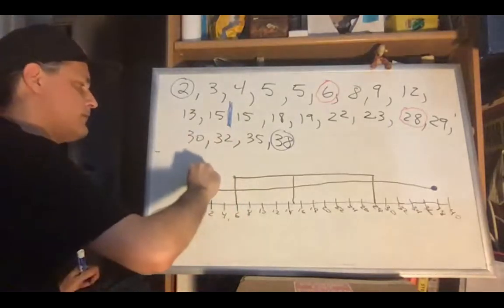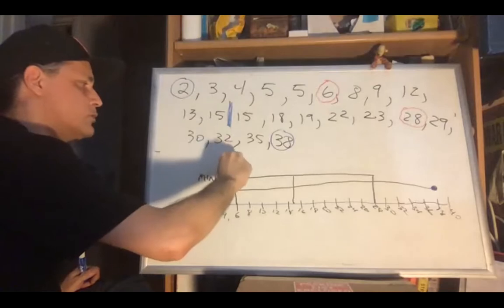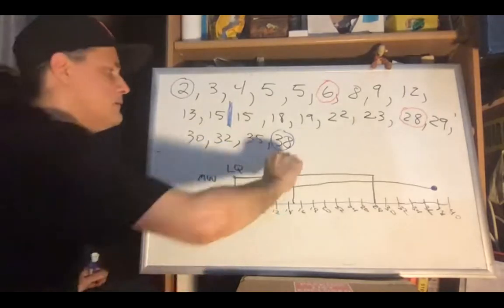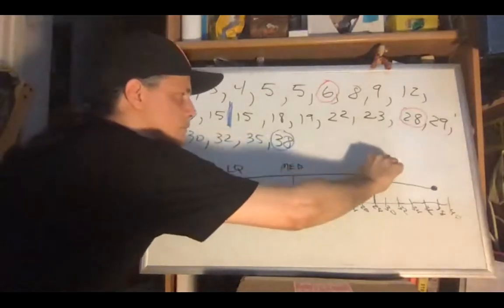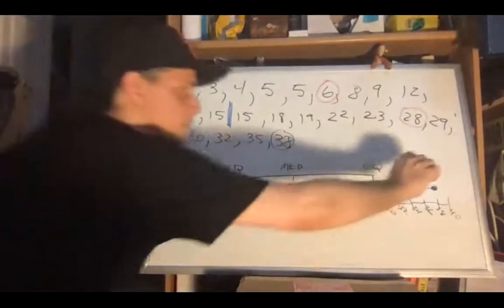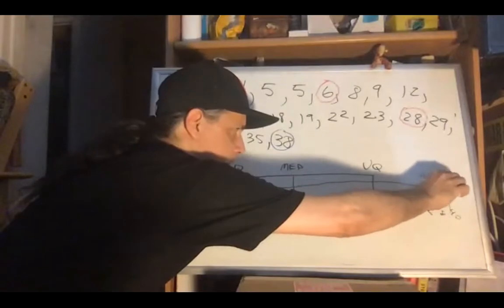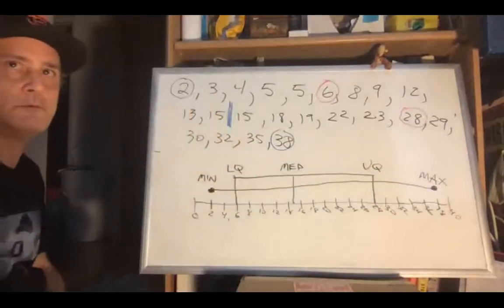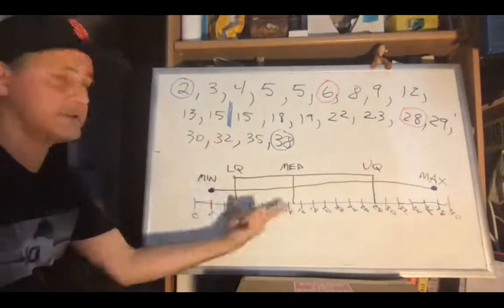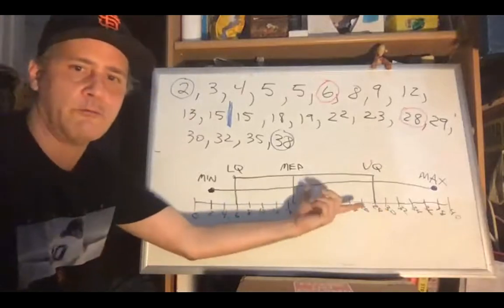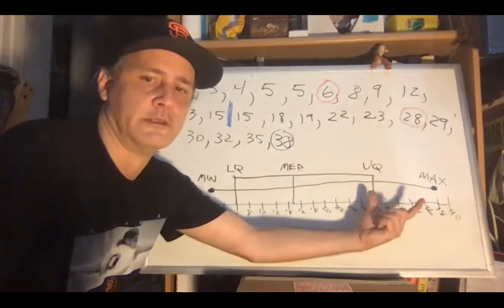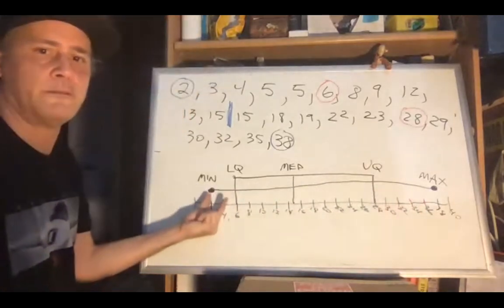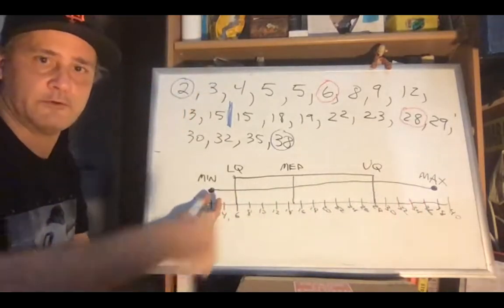And this is the minimum value. That's the lower quartile, LQ. This is the median, MED. This is the upper quartile, UQ. And this is the maximum data value. Now, the reason we do this is because the spacing of these bars is very helpful. It can help us see skew, and the width of the whiskers helps us see if there's an extreme data value.